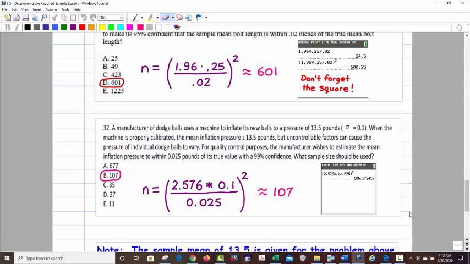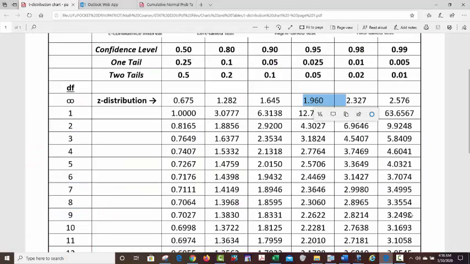Now, this problem is a little bit tricky, only in the sense that they've got the mean in the problem and we don't need it. If we were actually calculating a confidence interval, then yes, we would need the mean. So they kind of threw that in there as an extra number. We have the standard deviation, which is 0.1. And you see it says within 0.025. And then 99% confidence. So you have to kind of ignore that 13.5 because it's not one of the three numbers that we need. 99% confident, here we go.